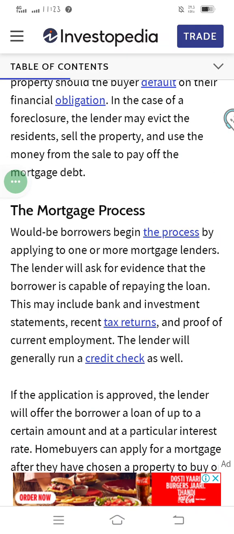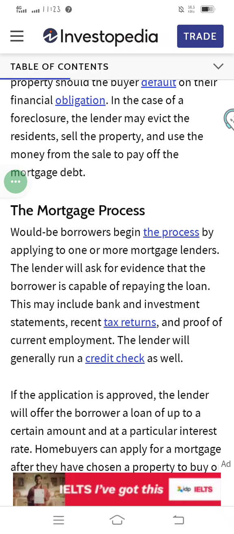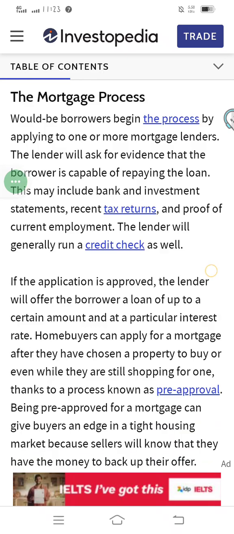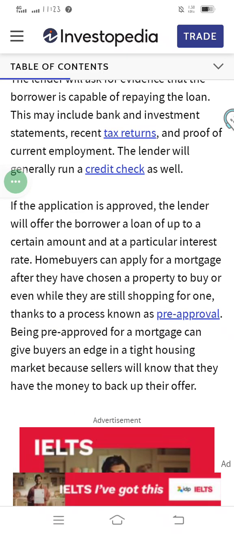The mortgage process begins with the borrower applying to one or more mortgage lenders. The lender will ask for evidence that the borrower is capable of paying the loan. This may include bank and investment statements, recent tax returns, and proof of current employment. The lender will generally run a credit check as well. If the application is approved, the lender will offer the borrower a loan of up to a certain amount and at a particular interest rate.